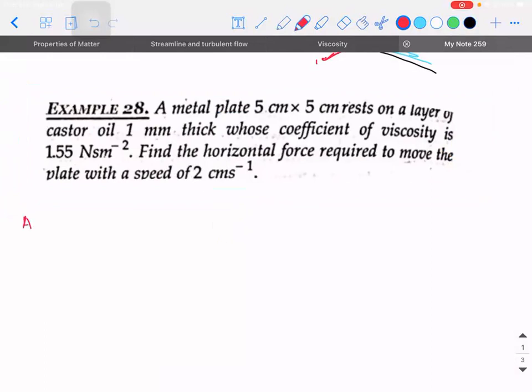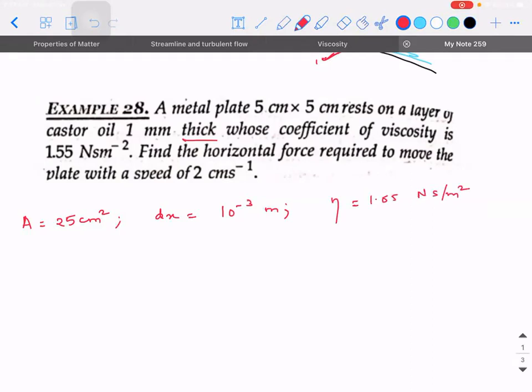Right. So they have given the area that is 25 centimeters square. dx is how much? 1 millimeter. I hope you are able to understand why I call that dx, because that is the thickness that is given. That is 10 power minus 3 meter. What is the coefficient of viscosity? It is 1.55 Newton second per meter square.